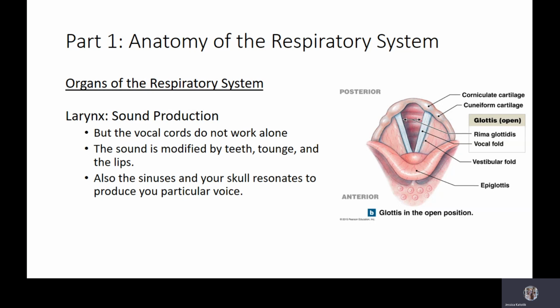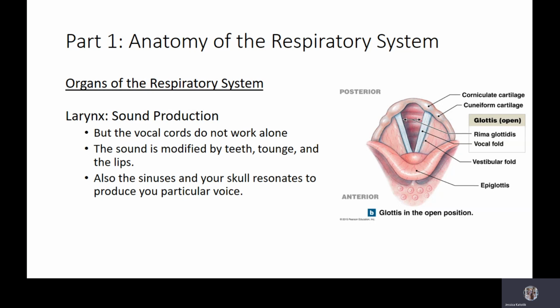Okay, so moving on. So this section would be an essay on your exam, so be sure that you can describe these steps of sound production. I know it doesn't go into all of the nitty-gritty details of sound production, but at least it's a good start.